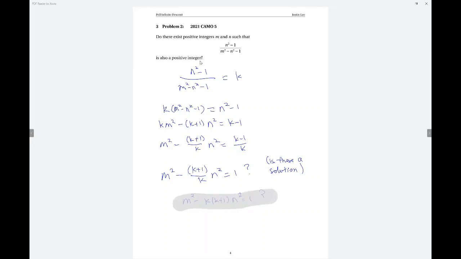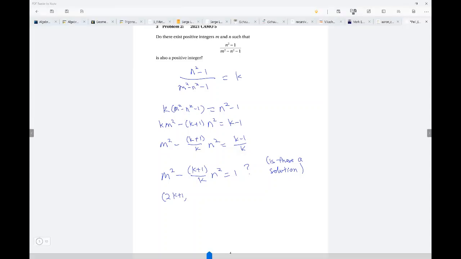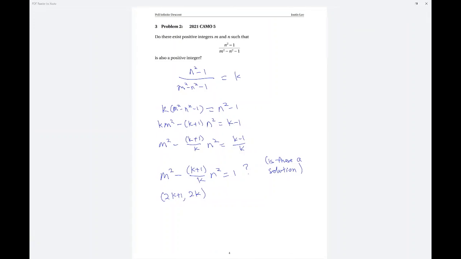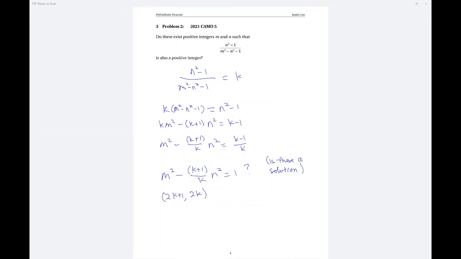So our proper solution to this actual Pell equation is m equals 2k plus 1, n equals 2k. Okay, that's our solution. So that means we can apply Brahmagupta's now. Gonna pull this up for reference. Oh boy. Okay. Let's just work it out.